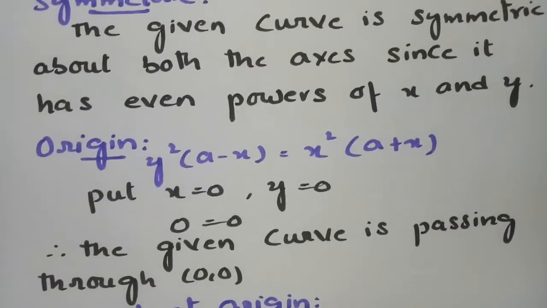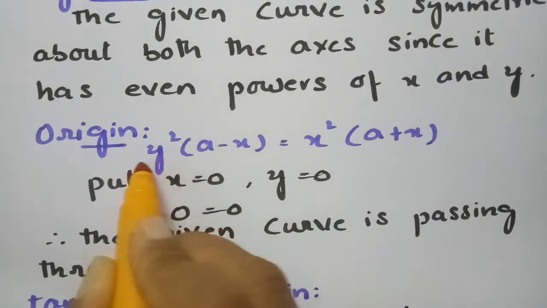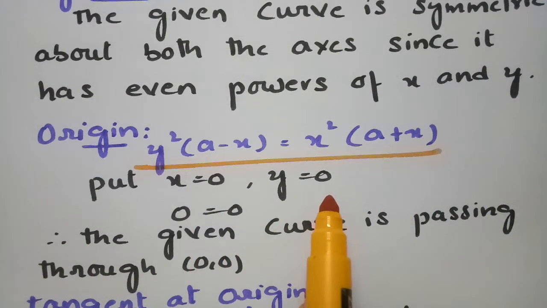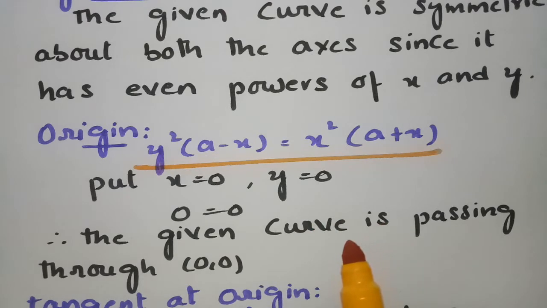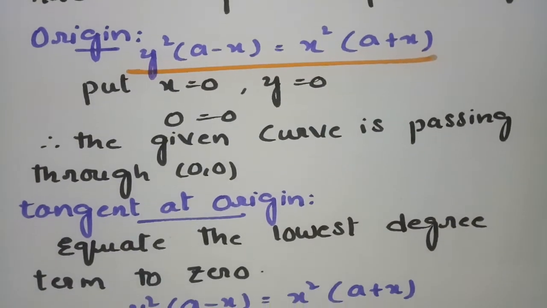The next point is the origin. In this question, if we put x = 0 and y = 0 and the equation satisfies the point (0, 0), then we say that the curve is passing through the origin. If it is passing through the origin, we go for the tangent at the origin.